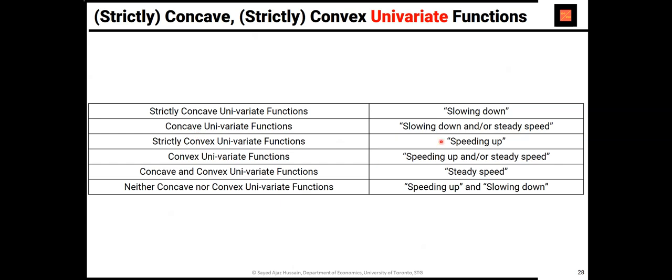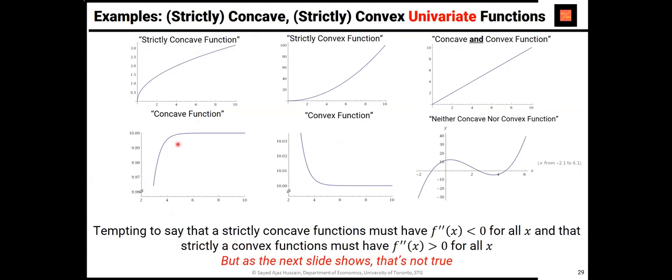Strictly convex is the sensation of always speeding up. Convex functions are speeding up and/or steady speed. A function that's concave and convex, because you can see that steady speed appears in both possibilities. If you're always moving at a steady speed, you must be in a function that's simultaneously concave and convex. And if neither of these things is happening, which means you're sometimes speeding up and sometimes slowing down, you must be in a function that's neither concave nor convex. Some examples. If I'm riding a roller coaster, I would always have the sensation of slowing down, strictly concave.